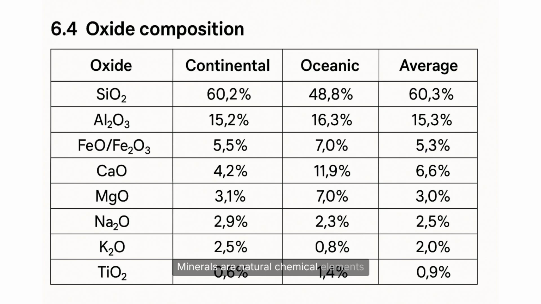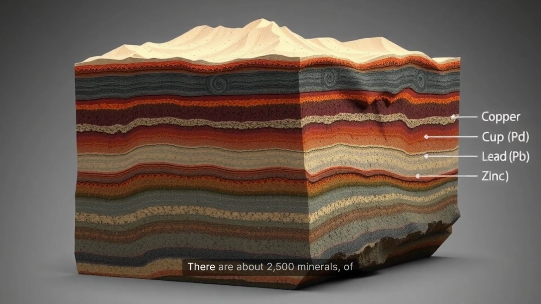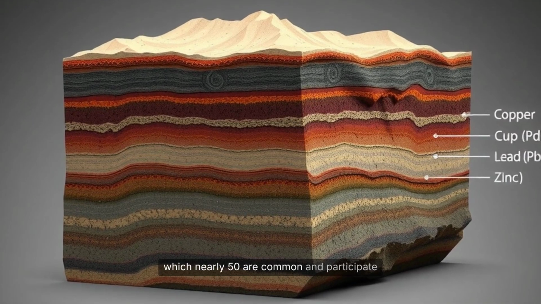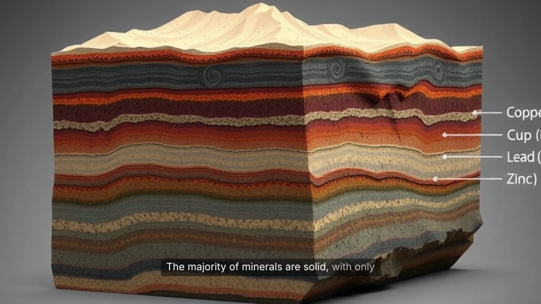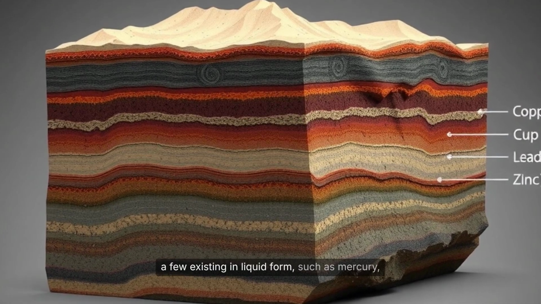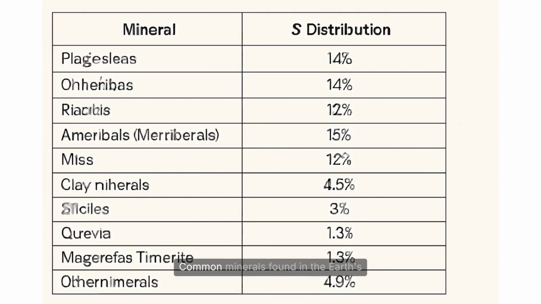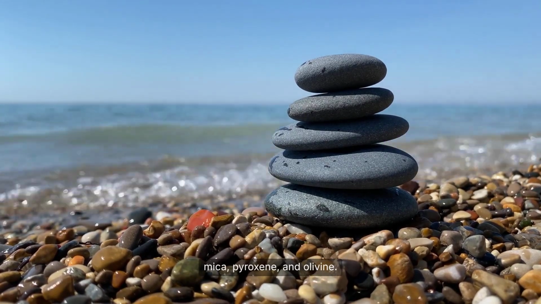Minerals are natural chemical elements or chemical compounds that form through certain physical and chemical processes in the Earth's crust or on the surface. There are about 2,500 minerals, of which nearly 50 are common and participate in the process of rock formation. The majority of minerals are solid, with only a few existing in liquid form, such as mercury, petroleum, and water, and some in gas form, like carbon dioxide, methane, and hydrogen.